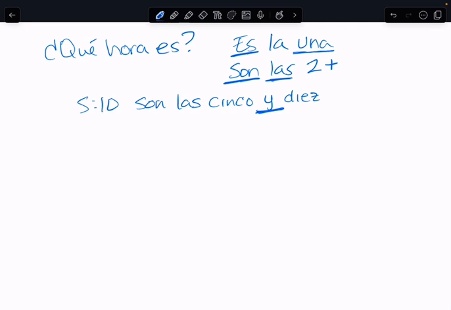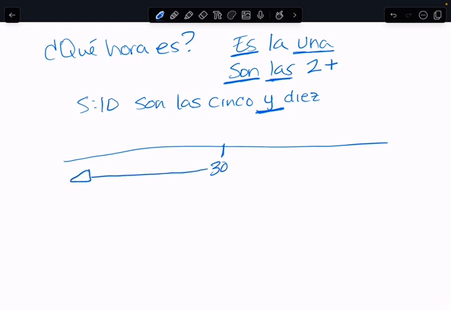Now, when you have, this is the hour, right? This is 30 minutes. When it's 30 or less, you say y. So if it's 5:10, 10 being right here, 10 minutes, you would say 5:10. If it's 59 minutes or less, you would say menos.